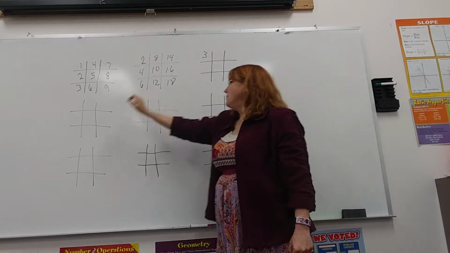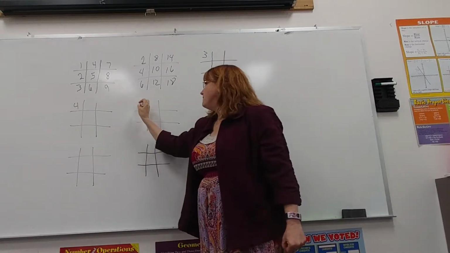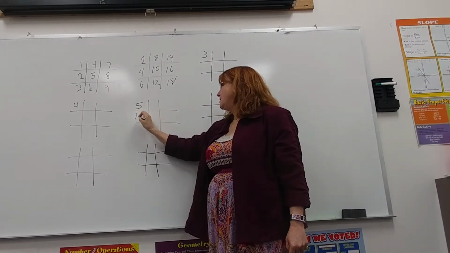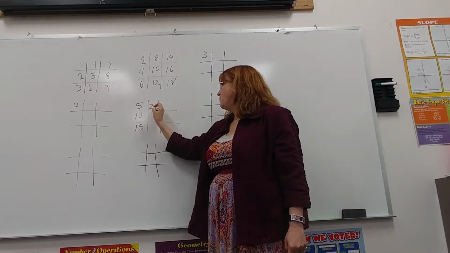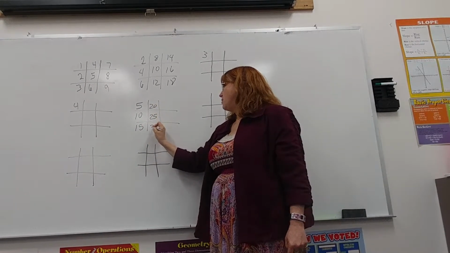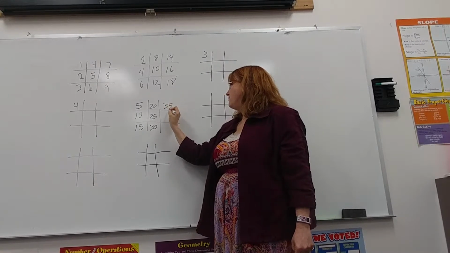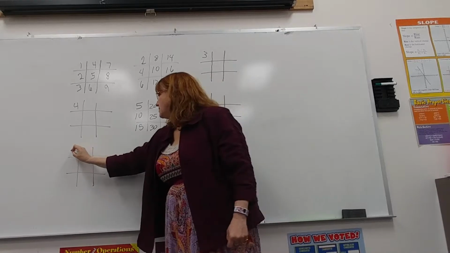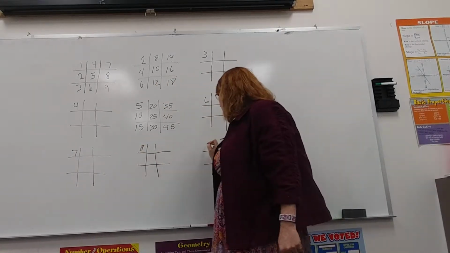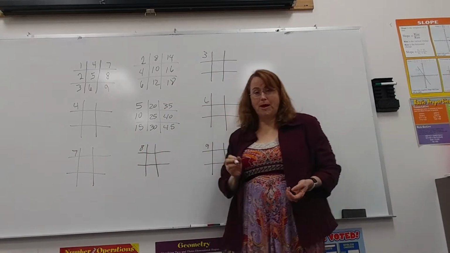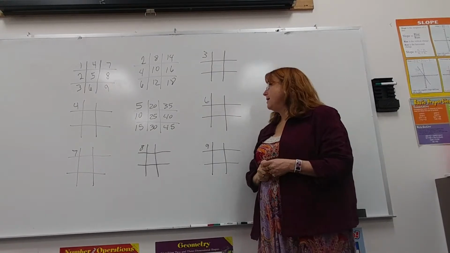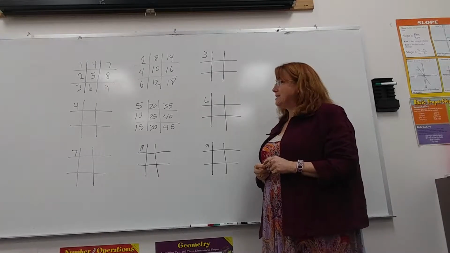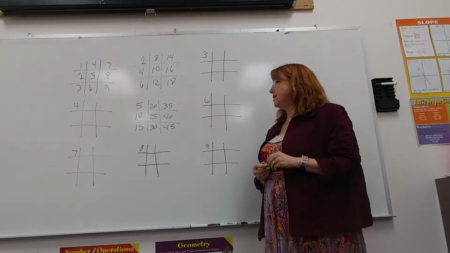The threes table, the fours table, the fives table. Most people can count by fives: 5, 10, 15, 20, 25, 30, 35, 40, 45. And we'll add the 6 table, 7 table, the 8 table, and the 9 table. Now you don't have to do a 3 by 3 grid. I just choose to do that because it fits nicely on my board. Okay, there are 4 steps that you're going to do for this table.